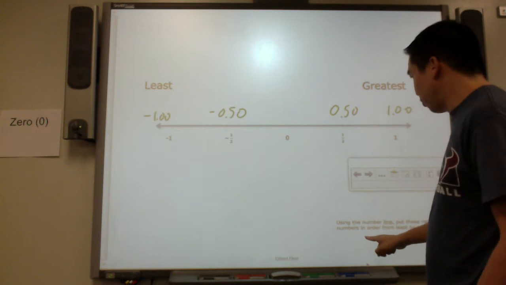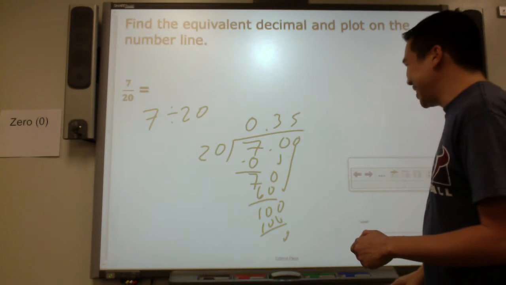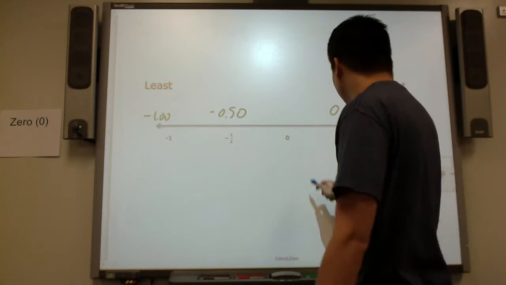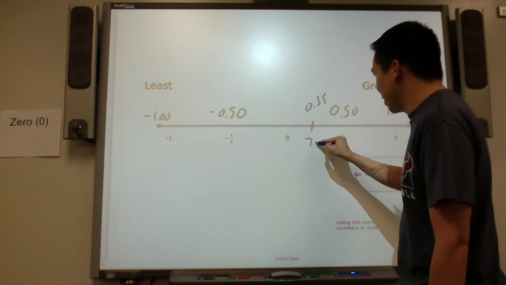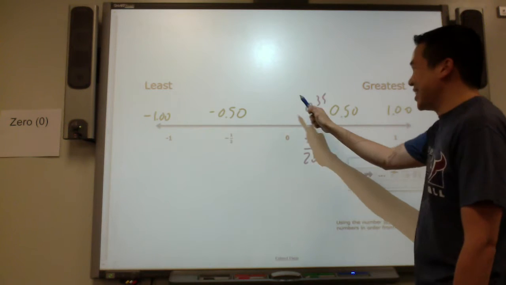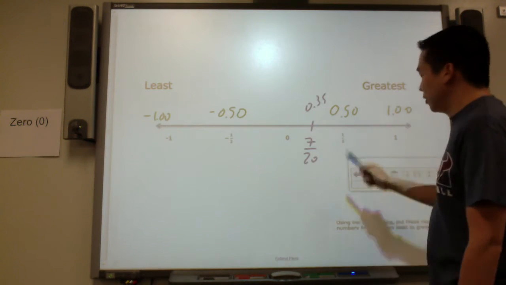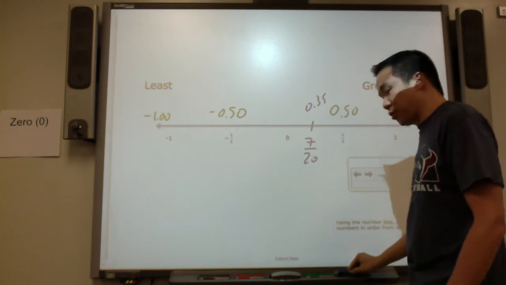So let's click on this. What was the fraction again? 7/20 is equal to 0.35. So it goes here, 0.35, 7/20. 0.35 is less than 50 hundredths, but more than 0.